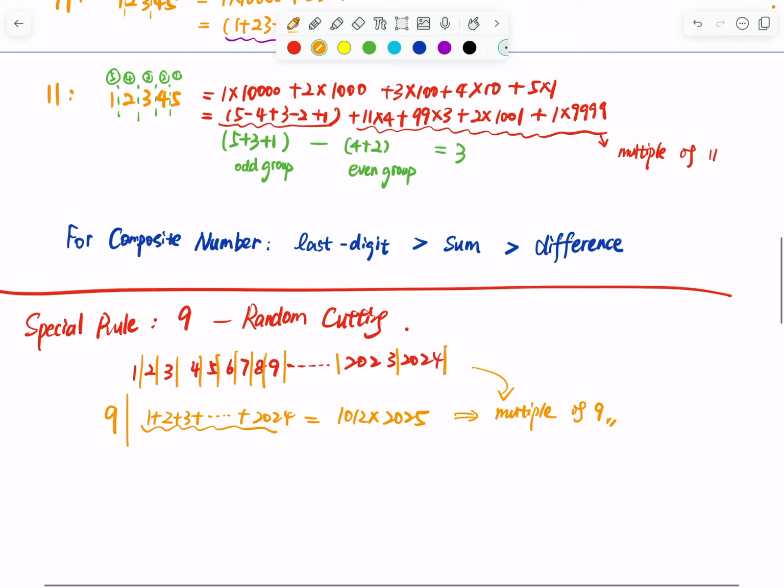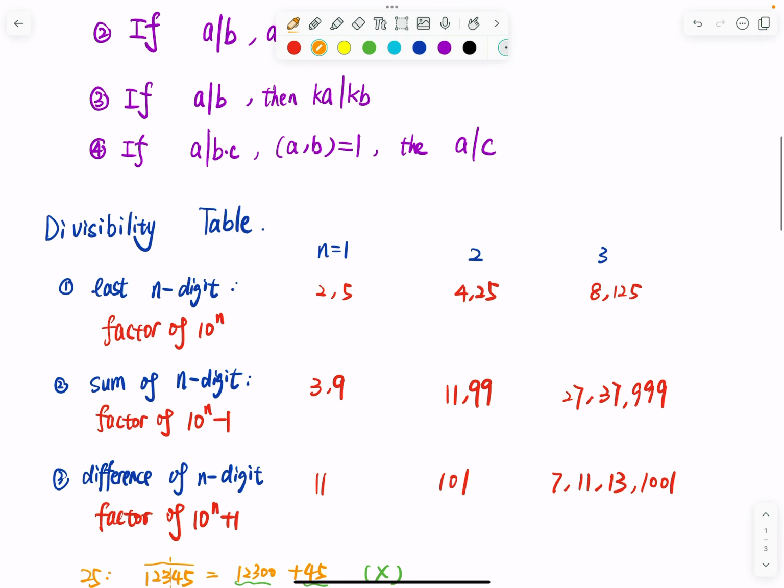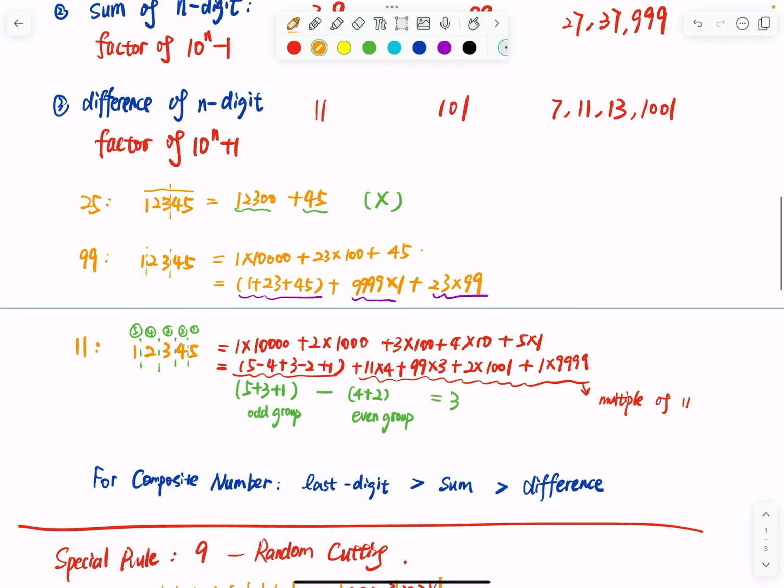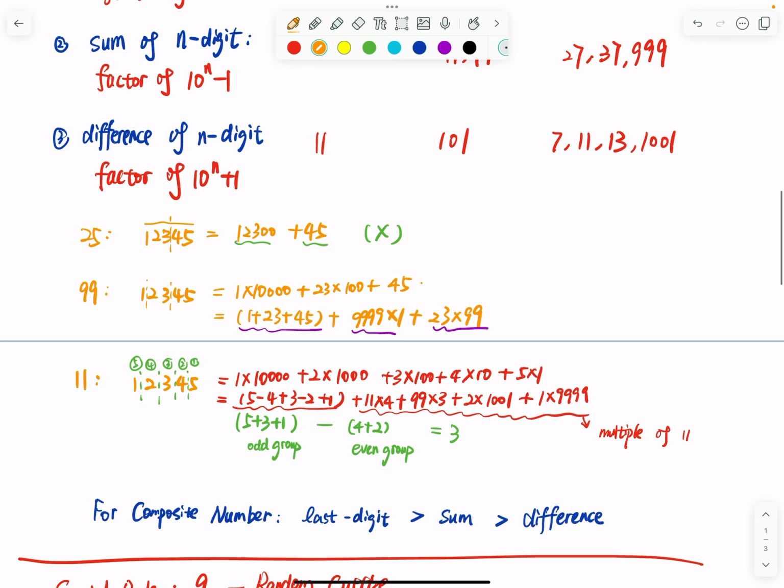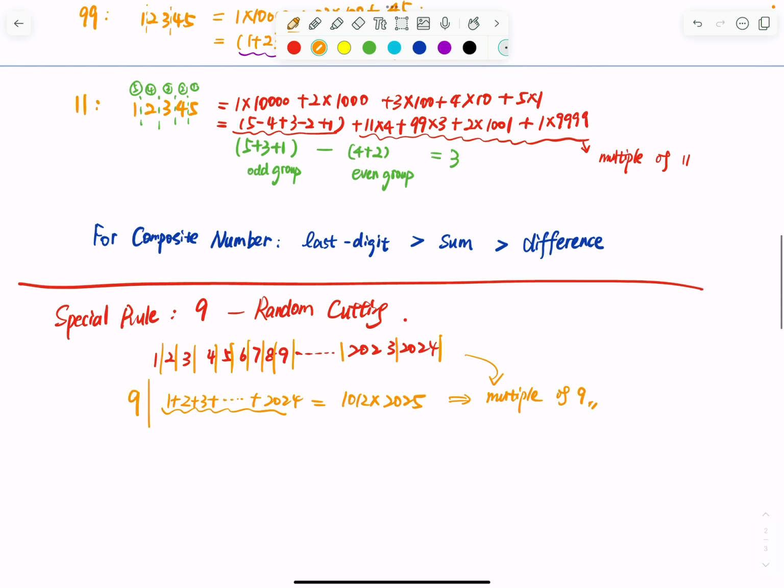So this is all about the divisibility rules. The rules themselves are very easy to remember, but actually how to use them in real questions is a little hard. Okay.